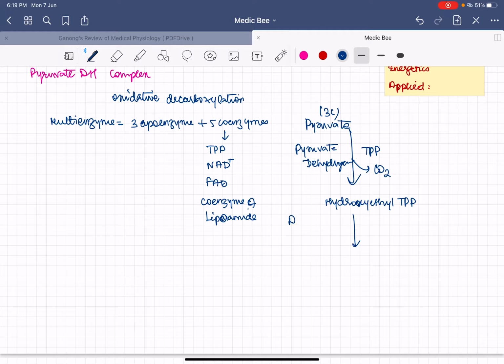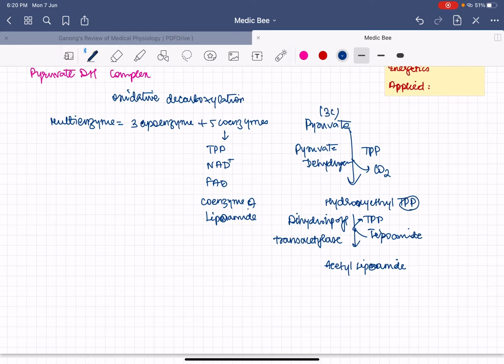Now, this hydroxyethyl thiamine pyrophosphate has to be converted to something else. This is catalyzed by dihydrolipoyl transacetylase. This will convert hydroxyethyl thiamine pyrophosphate to a compound called acetyl lipoamide, and this requires lipoamide as the coenzyme. When lipoamide gets in, there is also a release of thiamine pyrophosphate. So the thiamine pyrophosphate attached at the end of the hydroxyethyl is released to form the acetyl lipoamide.